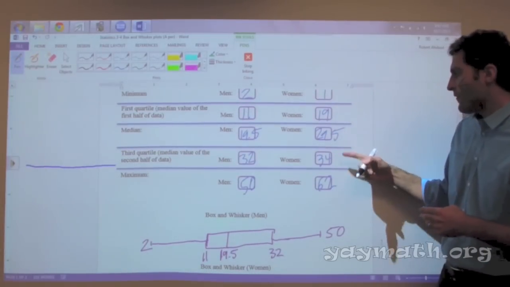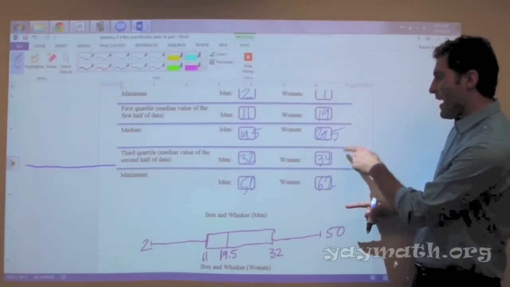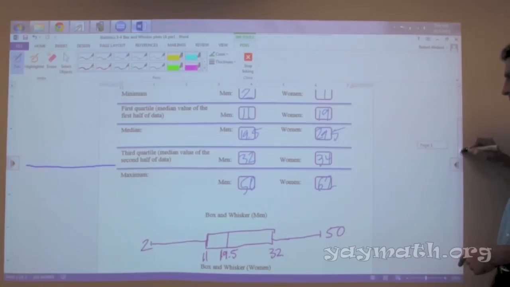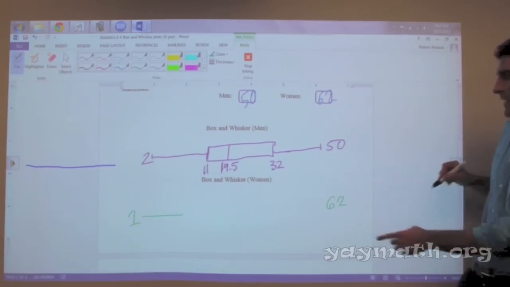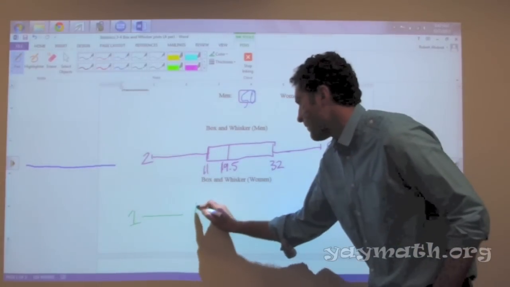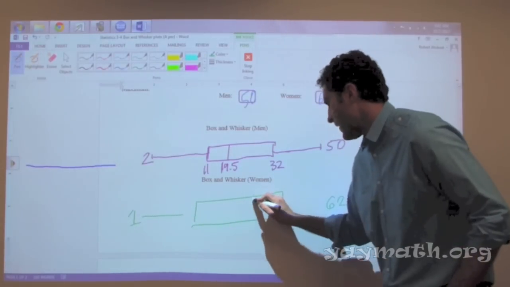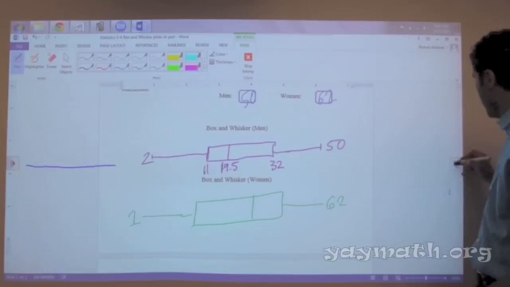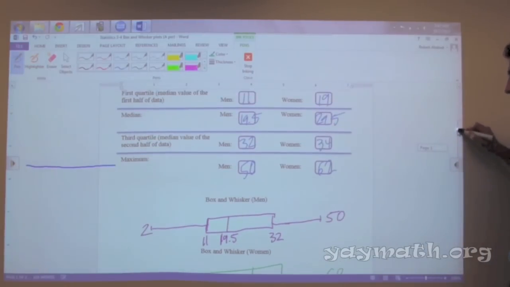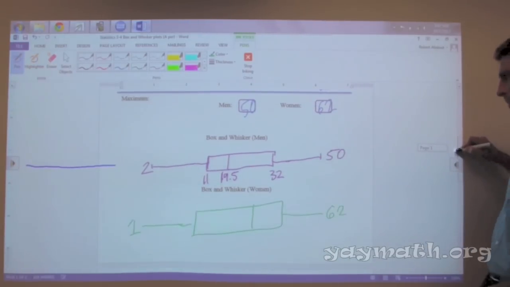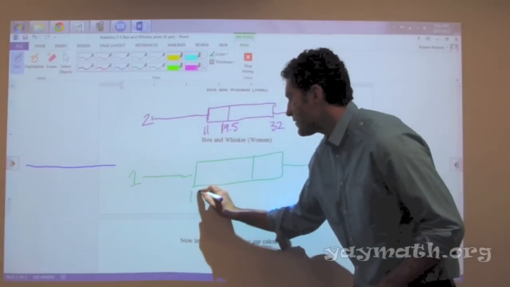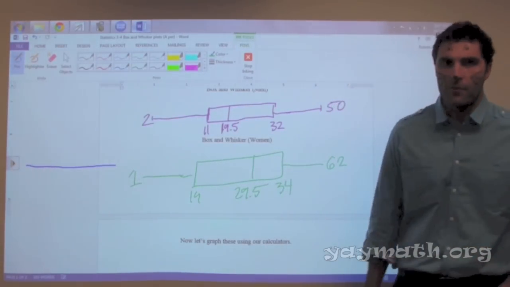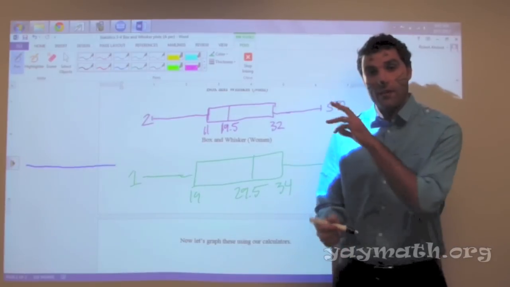So 19, 29.5, 34. It looks like the median now is closer to the third quartile, and so this is going to be a little different here. Something like that. Okay, put it in. 19, 29.5, 34. Box and whisker. So that's the way to do it with our hand.